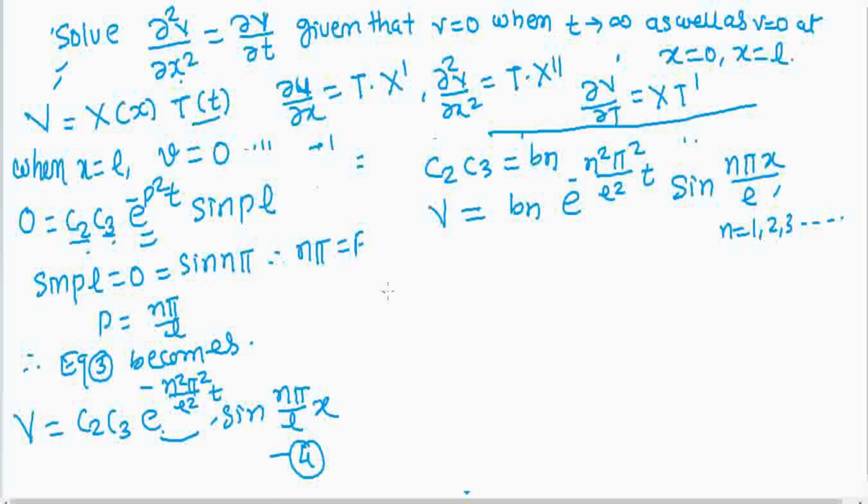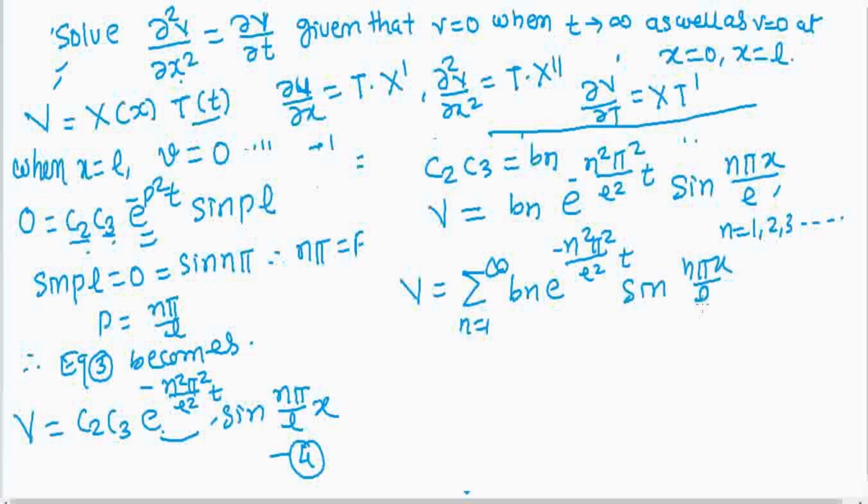But we know that the summation of all the solutions is also a solution. So if we take the sum from n equal to 1 to infinity of Bn into e raised to minus n square pi square divided by L square into t into sine of n pi x divided by L, this is also a solution, a more generalized solution of this problem.